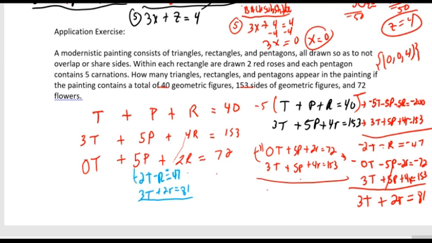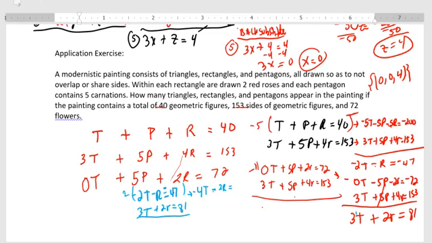So we'll multiply the top by 2. So this would become negative 4t minus 2r equals, so negative 2 times negative 47 would be negative 94. And then we had 3t plus 2r equals 81. Negative 4t plus 3t is negative t, which is equal to negative 13. So t is equal to positive 13.